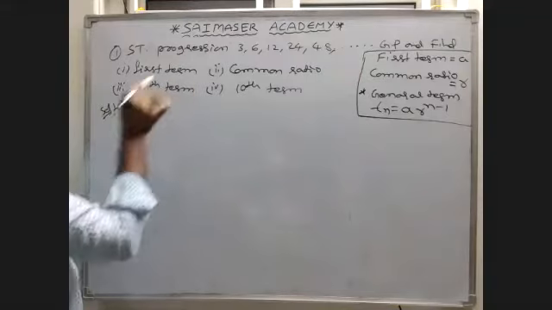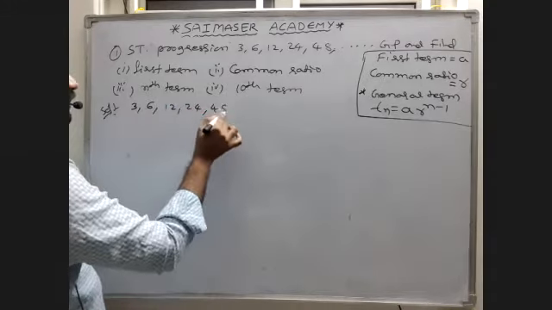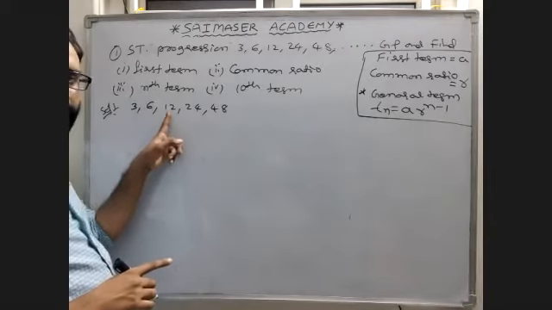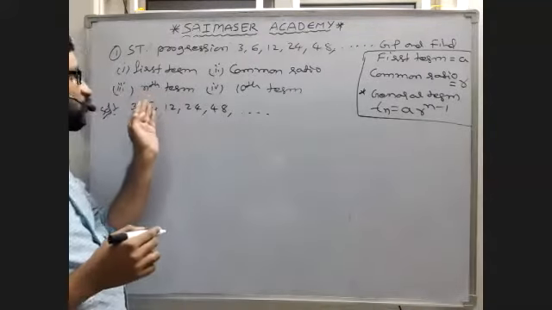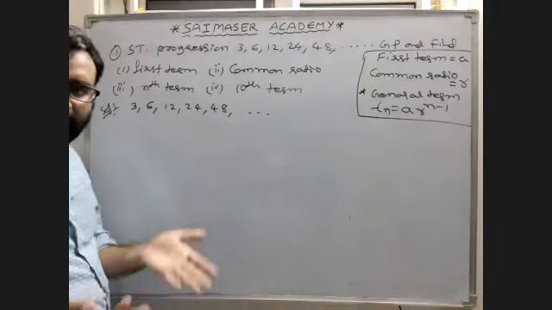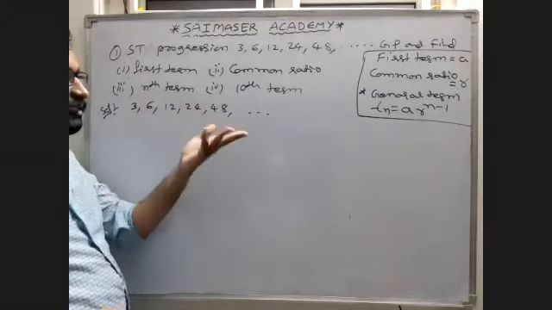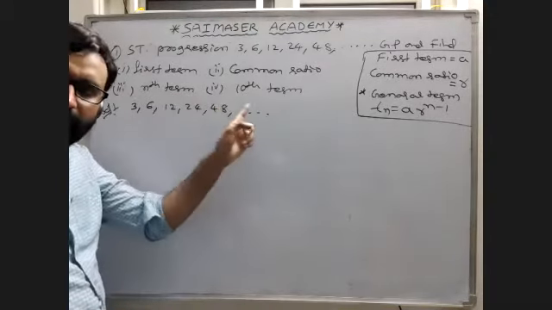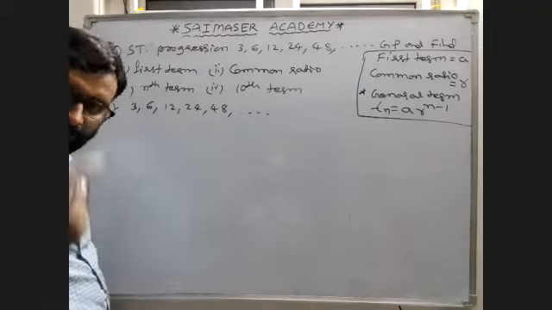Solution. Given series is 3 comma 6 comma 12 comma 24 comma 48. Observe that 3 times 2 is 6, 6 times 2 is 12, 12 times 2 is 24, 24 times 2 is 48, and so on. So into 2, into 2, into 2, into 2, that multiple is nothing but the common ratio. For every ratio we are getting 2. So we can say this is GP, but we have to prove it.